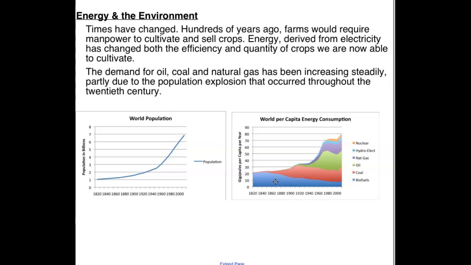So the reason that this increase has happened is because of exponential growth in the population, and because basically the world has changed. Before, hundreds of years ago, for example, farms would use just manpower, or horses or donkeys or mules to basically farm the land. And now electricity and all of that stuff has changed how we do things.